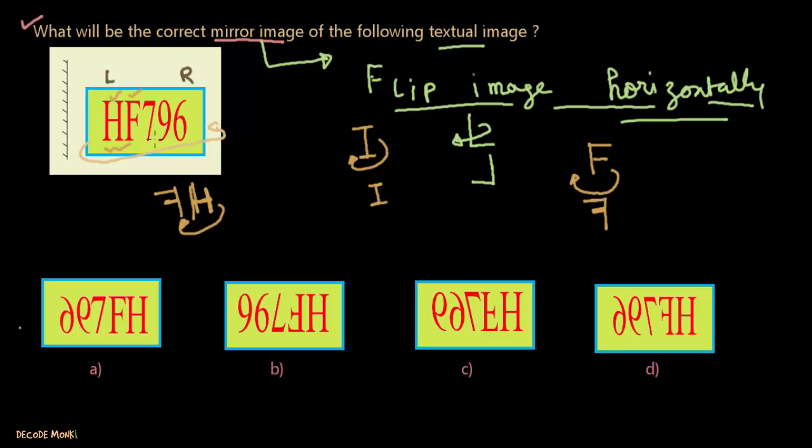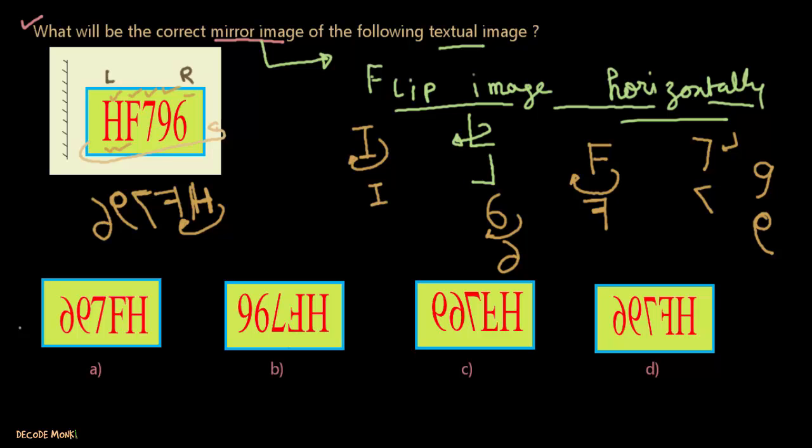So H and F we have covered. Next we have got 7. If you flip 7, it will be somewhat like this. So HF7, 7 is also covered. Then it's 9. If you flip 9 horizontally, this will become like this. So let me write it over here, 9, and lastly comes 6. If you flip 6 horizontally, the round shape is towards the right hand side, so it will be like this. Let me write this in a fresh way. This will become H, flipped F, flipped 7, flipped 9, flipped 6.